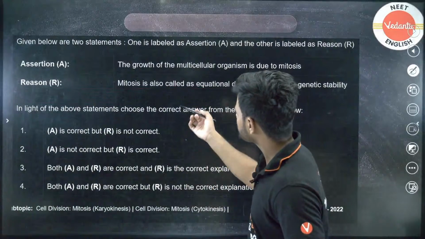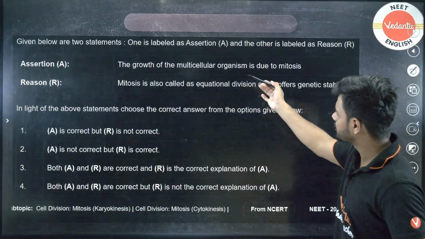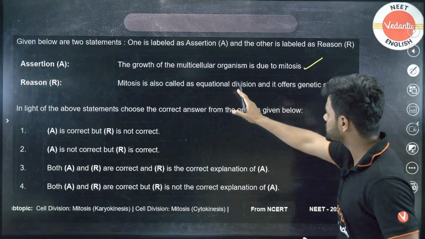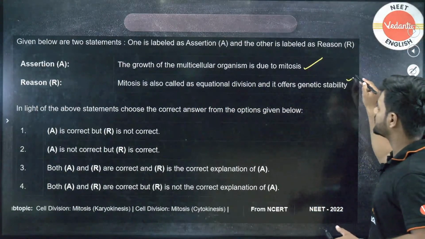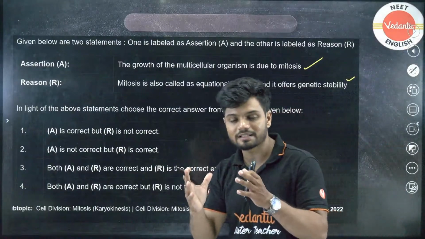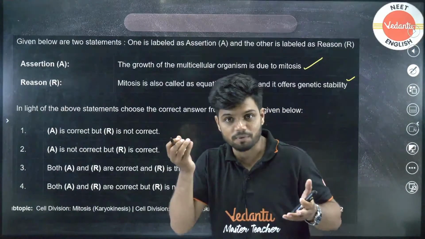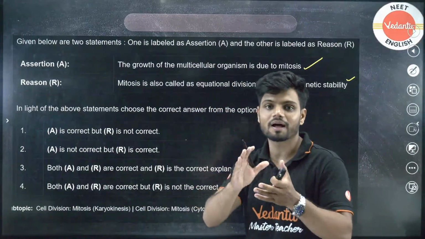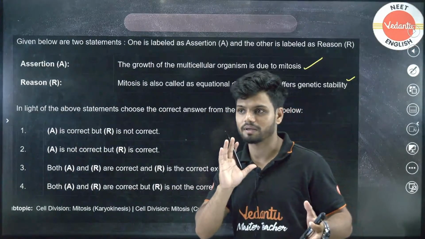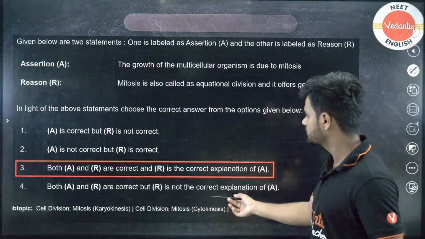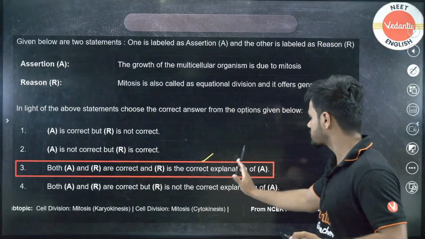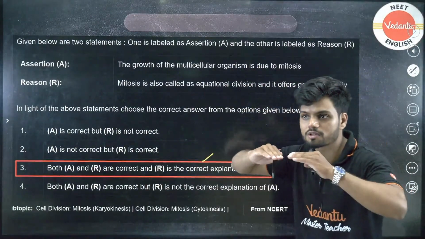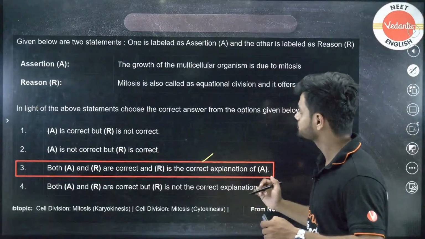Next question. Growth of a multicellular organism is due to mitosis. We learned that. Mitosis is also called equational division and it offers genetic stability. Yes, that is why multicellular organisms are able to grow properly. It is providing genetic stability and it is equational division. Chromosome number and ploidy is maintained. Answer is obviously C. A and R are correct. R is the correct explanation of A. It is explaining why multicellular organisms are able to grow properly.